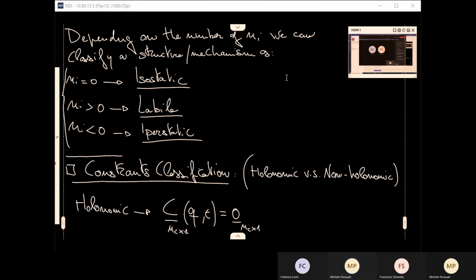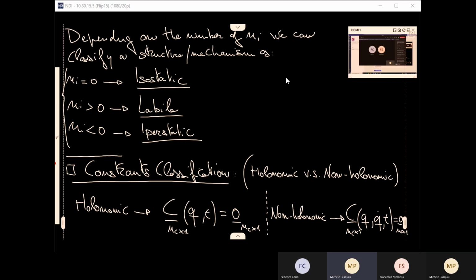Non-holonomic constraints are typically of this form. They not only depend on the state variables Q, but also on Q dot and on T, equaling to 0. We will make examples of both. But the most important thing, this is always NC times 1.